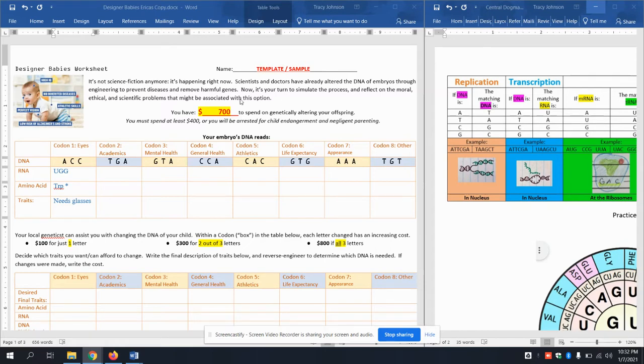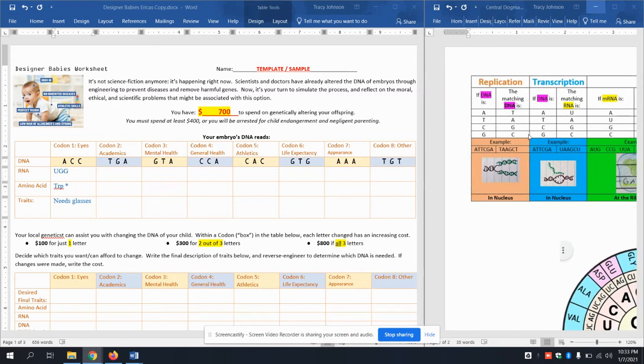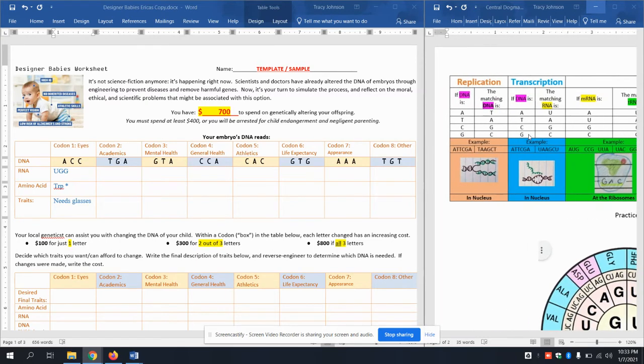So each of you are going to be given a different amount of money, a different DNA strand for the baby that you are working with. And we'll just assume that it's going to be your baby. So I've been given $700, and this is the DNA code for my baby. You have this sheet that I'm on the right side of the screen here. It's available. I gave it to you yesterday. I've linked it today in your assignment as well.